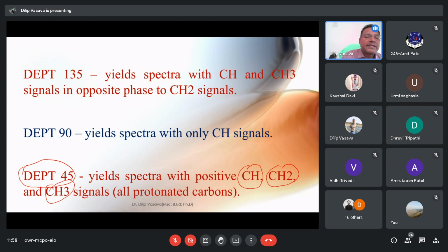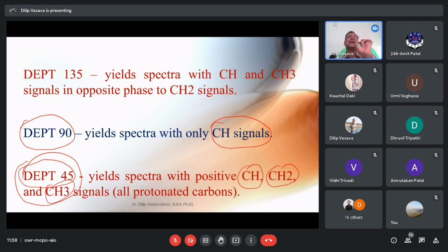So at this angle, DEPT 45, it gives all the three. So now with this we will come to know that there is no quaternary carbon present in the particular molecule. Okay, so this information will be received by DEPT 45, correct? Now DEPT 90, at 90 angle it yields only CH signals, CH carbon atom.